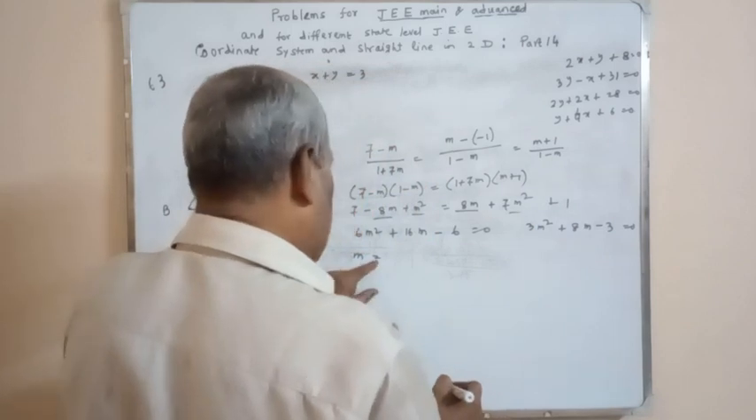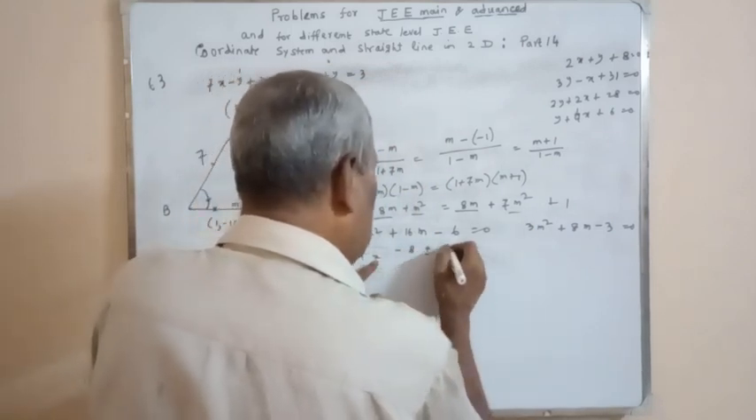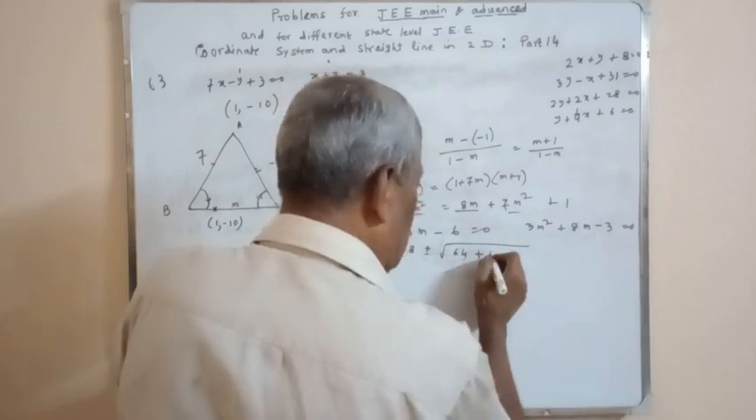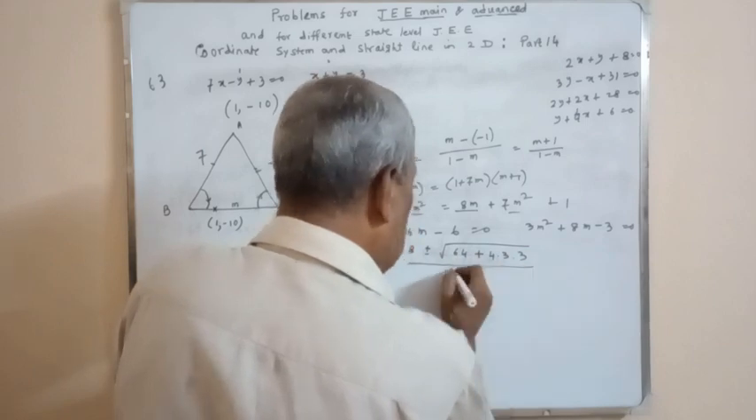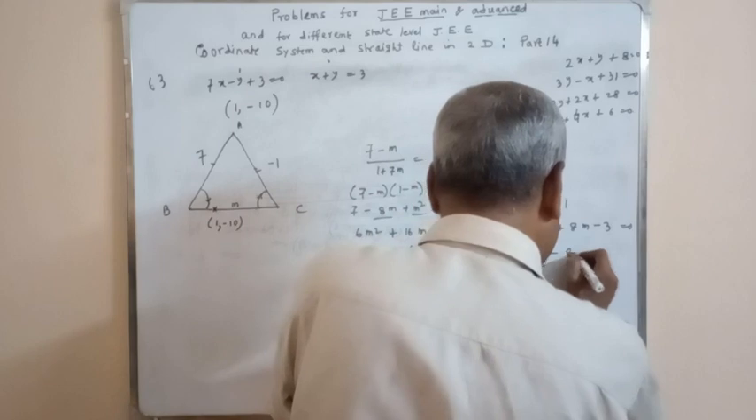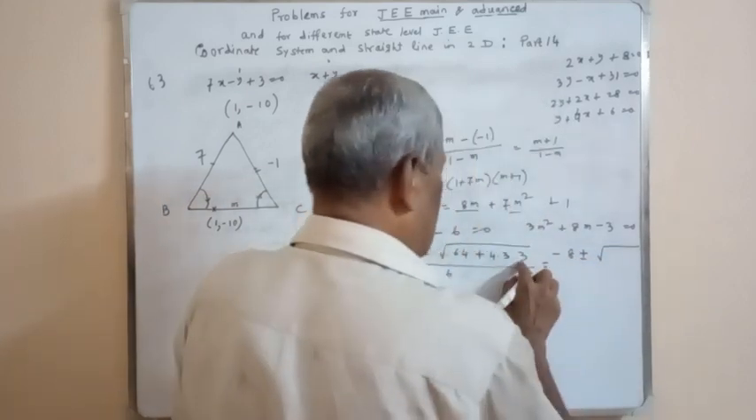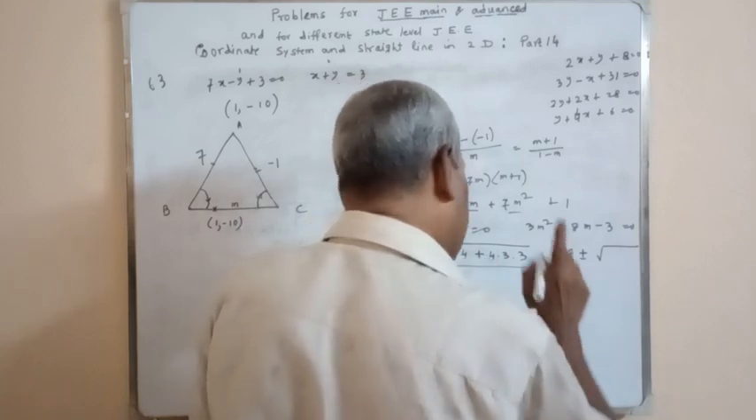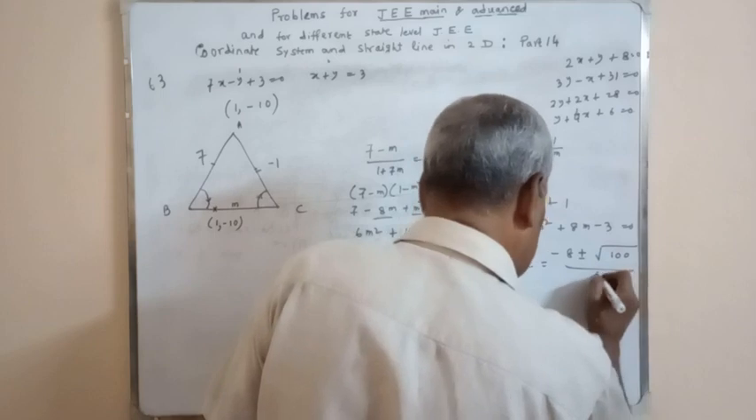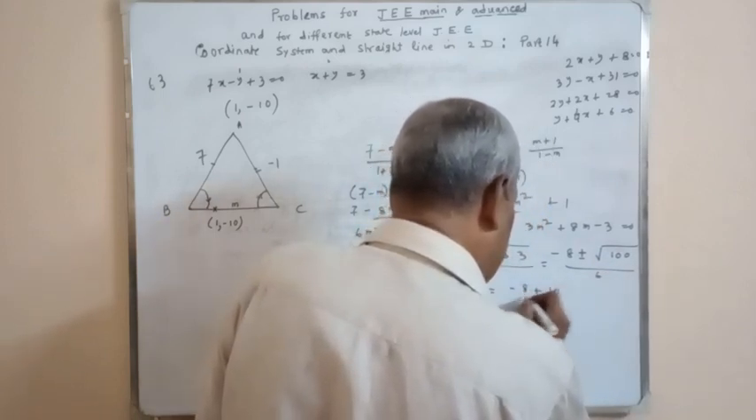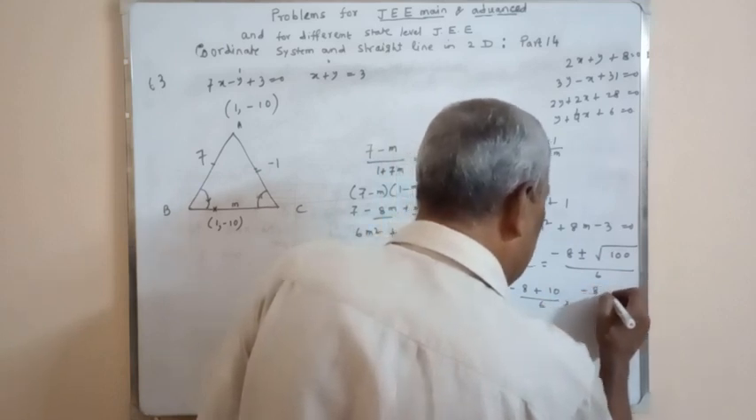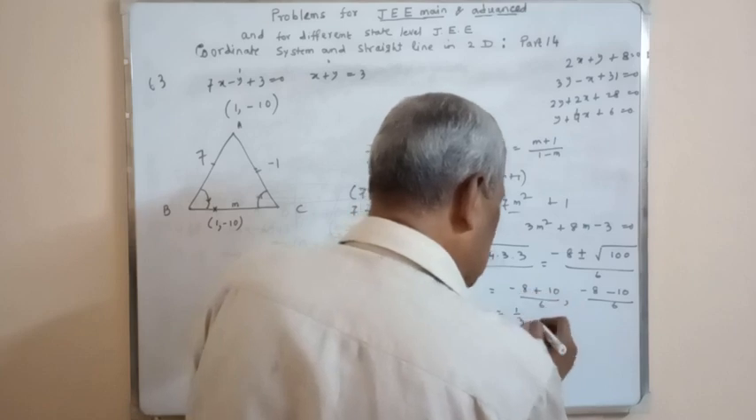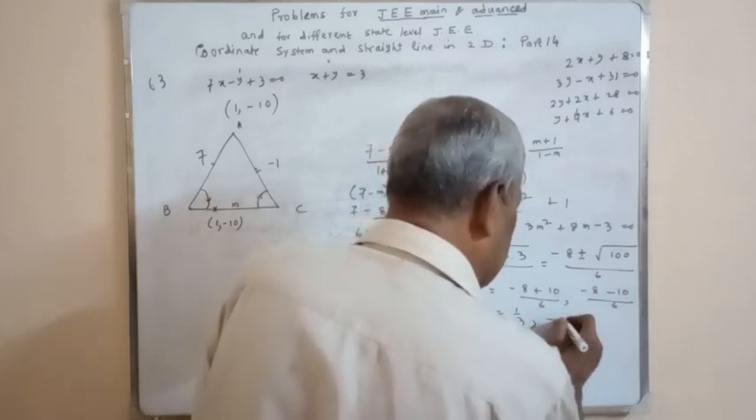by the Sridhar Acharya process, minus b plus minus root of b square minus 4ac divided by 2a. That is minus 8 plus minus root of 64 plus 36, which is 100, divided by 6. That is minus 8 plus 10 by 6, or minus 8 minus 10 by 6. That is 2 by 6, which is 1 by 3, or minus 18 by 6, that is minus 3.